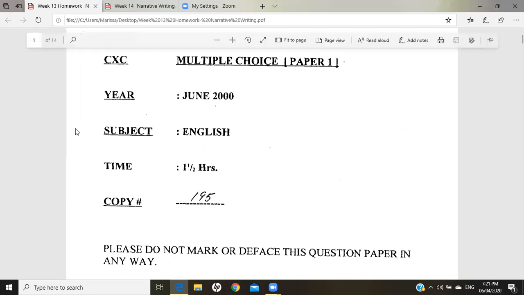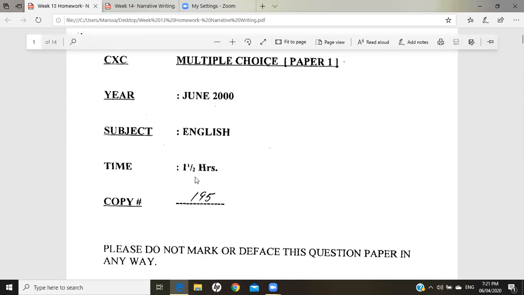So this is a June 2000 paper. I hope you all timed yourself. Your usual time is 1 hour and a half to do a multiple choice paper. So I hope that during this period, when you're home doing multiple choice papers, you'll practice timing yourselves. For those of you who saw what Lyndon sent in the WhatsApp group, CXC released your draft timetable for exams this year. Did you see that for Paper 1, the multiple choice paper, they said you have 1 hour and a half, which means the questions will remain as 60 questions.